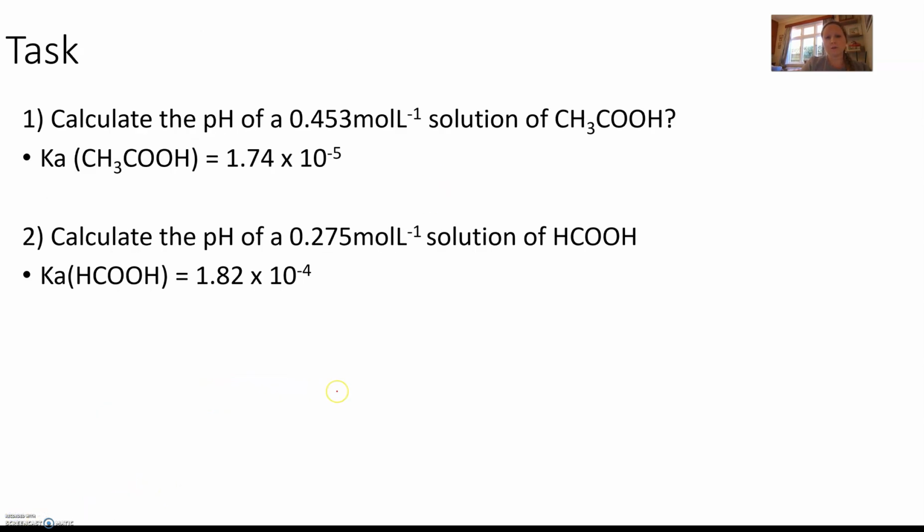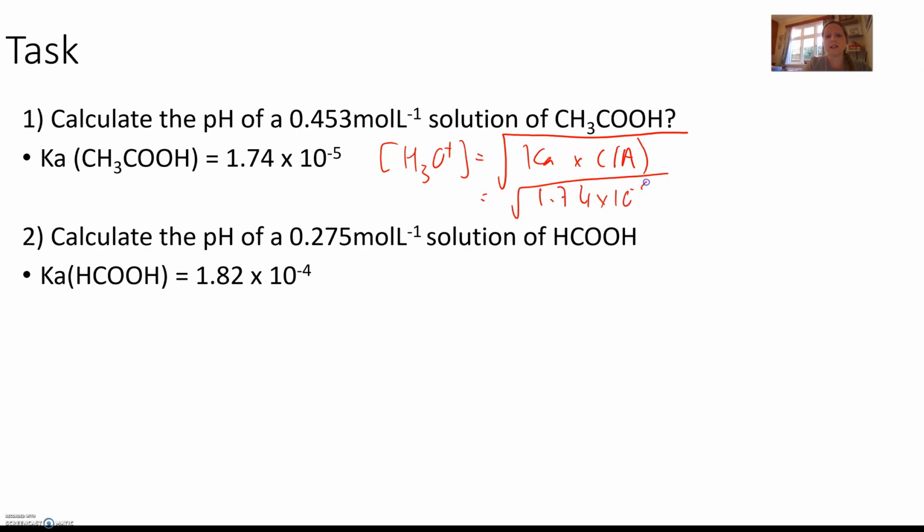Okay, team, so here are 2 more problems. I'd really like you to pause the screen. For some of you, best practice is to do the equation each time and the Ka, but some of you will be starting to realise that you can jump straight to this point. So H3O plus equals the square root of your Ka times the concentration of your acid, and so the answer just becomes 1.74 times 10 to the negative 5 times your concentration, which is 0.453, and so it starts to become a lot quicker.